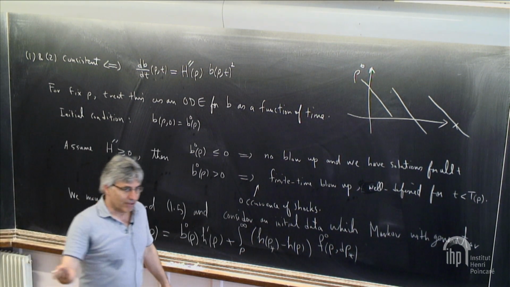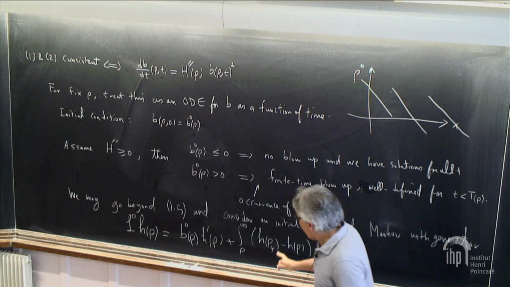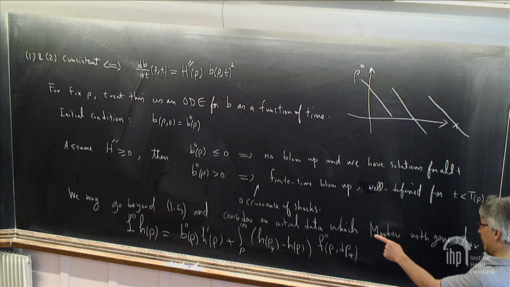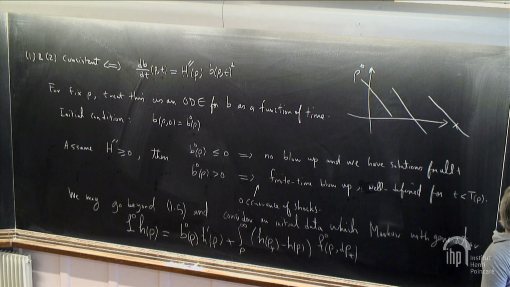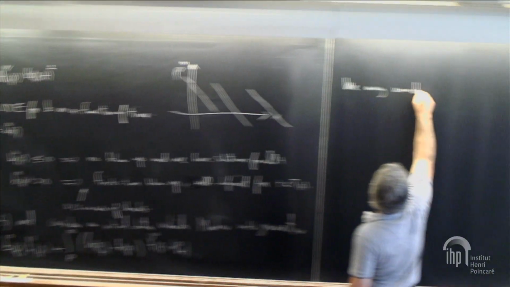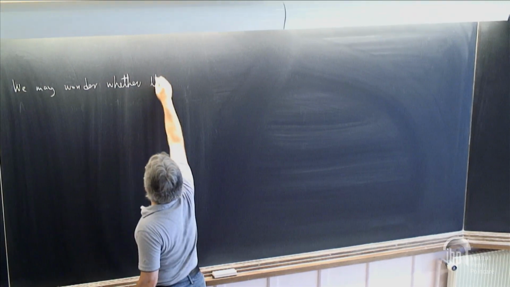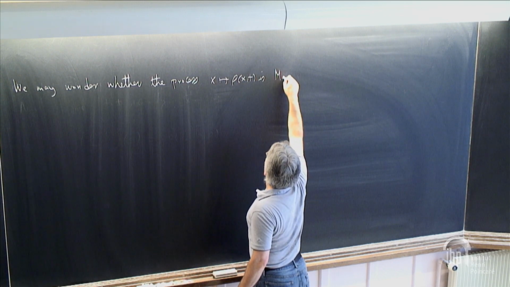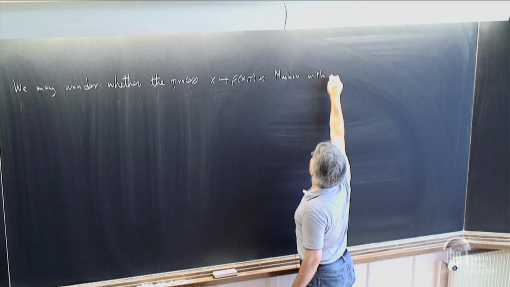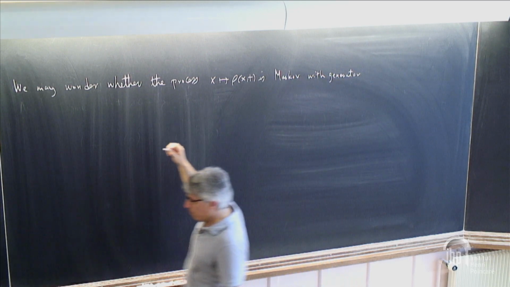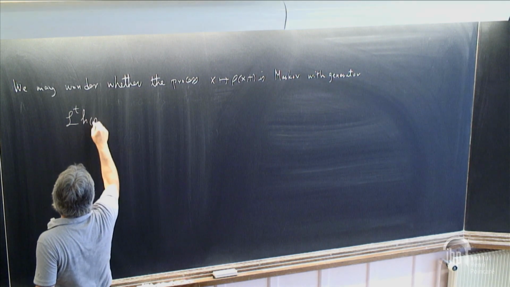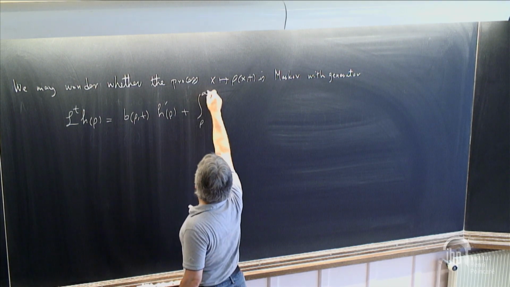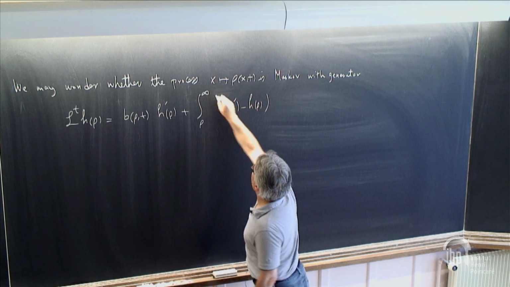Namely, the random solution you get at positive time would also be a Markov process as you vary X, and its generator has the same structure. So we may go beyond and consider initial data. So we may wonder whether the process x going to rho xt is a Markov process with infinitesimal generator, which I denoted by LT h of rho equals a drift and a jump, but now for a new kernel.